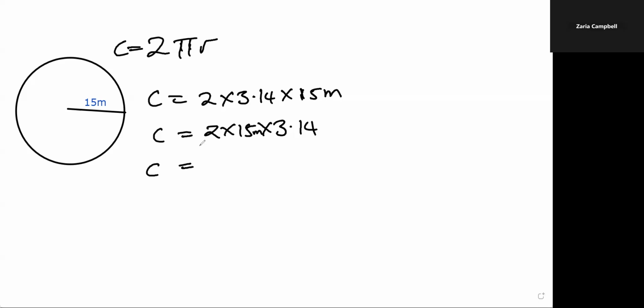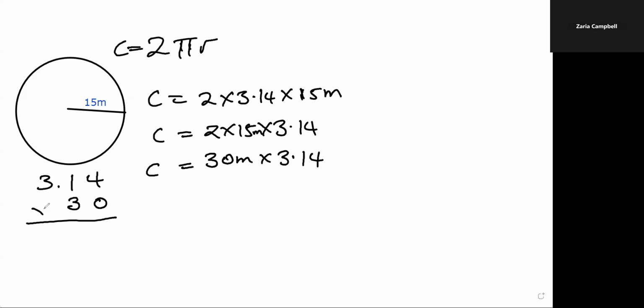Okay, so we do 3.14 times 30, because 2 times 15 is 30. So I put the dot between the 3 and the 1. Then we do times 30. 0 times 4 is 0, so we put 0 under the 1 as well, under the 3 and then under the other 3, because 0 times anything is 0.